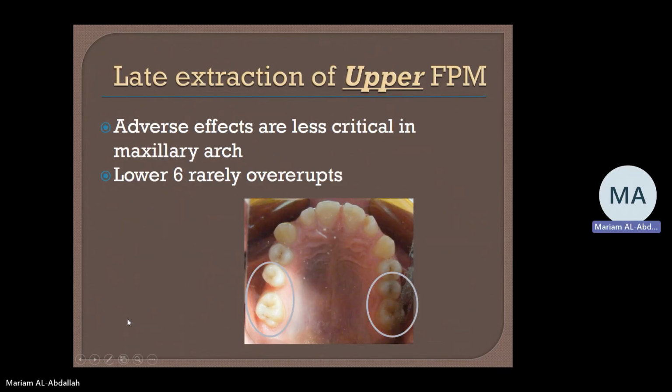Right. Now, in the upper arch, as we said, the optimal timing is less critical. We still have consequences, but they are less severe compared to the lower 6s. And actually, if you lose the upper 6, we rarely have over-eruption of the lower 6.